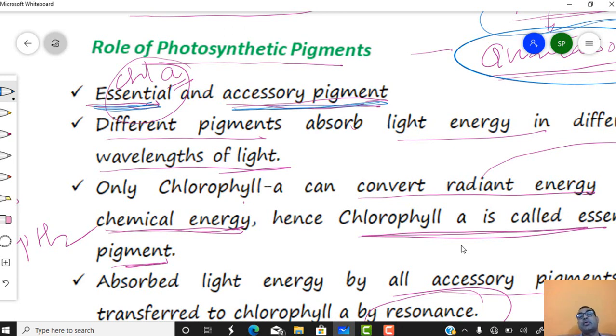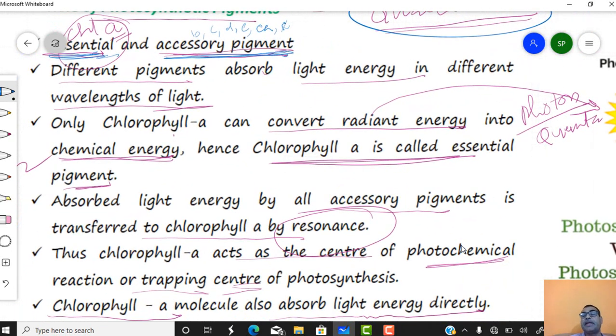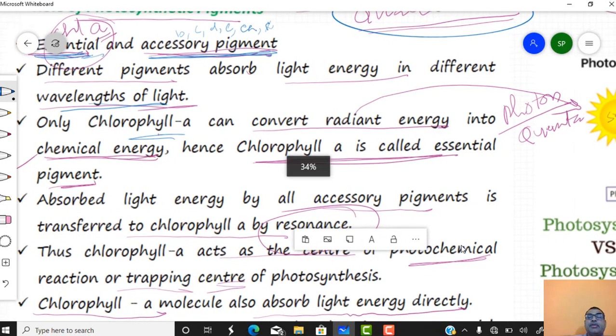Here, chlorophyll A only acts as the essential pigment, while the rest of the pigments except chlorophyll A, that means chlorophyll B, C, D, E, then carotene, xanthophyll, etc., all these pigments act as accessory pigments, while chlorophyll A is the essential pigment. These different pigments absorb light energy in different wavelengths. Only chlorophyll A can convert the radiant energy into chemical energy.